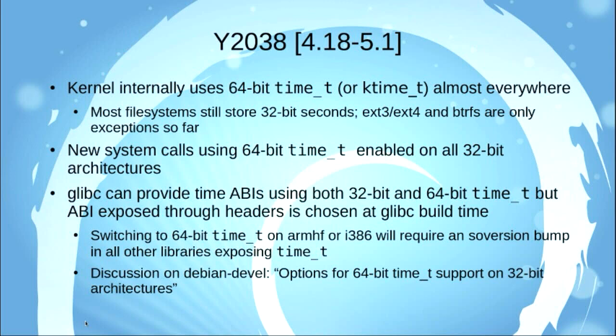Most file systems are still storing 32-bit counts on disk. Only Btrfs and ext3 and ext4 have been updated so far. Hopefully XFS and other file systems which need to be supported in future will get updated. New system calls that use a 64-bit time value are enabled on all 32-bit architectures. However, the other big part of supporting 64-bit time is glibc. That is able to provide both 32-bit and 64-bit time ABIs. However, it can only expose one of these through its headers.